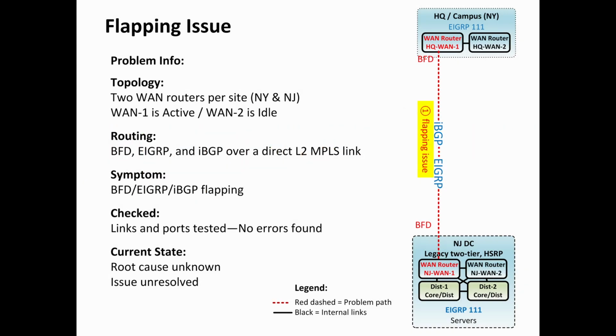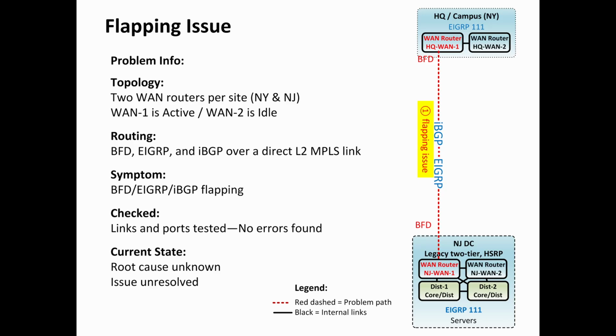Here's the information of the network flapping issue. There are 2 WAN routers on the site, New York headquarters and New Jersey data center, but currently only one router is active for this connection. The other sits idle. There is a direct link between New York headquarters and New Jersey data center. BFD and routing protocols EIGRP and BGP are enabled between the 2 sites.